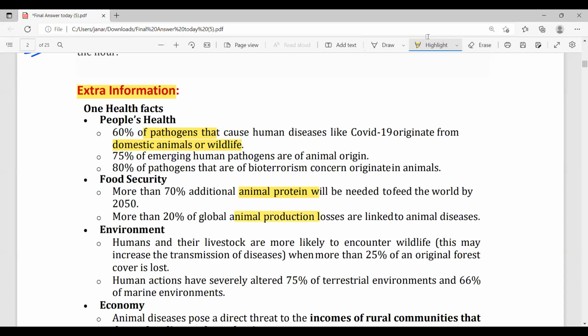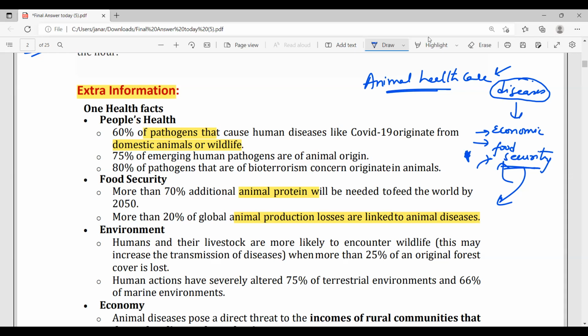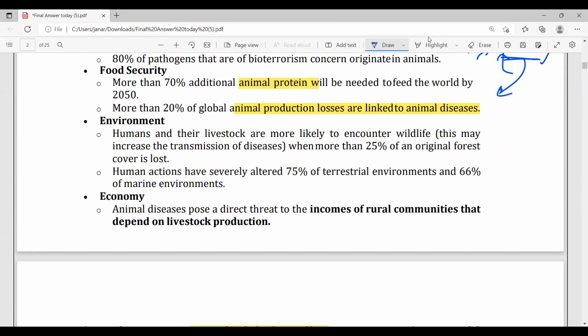Most animal production losses are also linked to this. The point you can relate is why you have to focus on animal health care. We have to focus on animal health care because if animals are exposed to a lot of diseases, the economic impact will be there anyway. Food security is in danger because they can't produce more food. Animal-based consumption is still higher, so if they are exposed to more pathogens, our food security will also be under threat. Food inflation will come. That is the reason we have to focus on that aspect also.